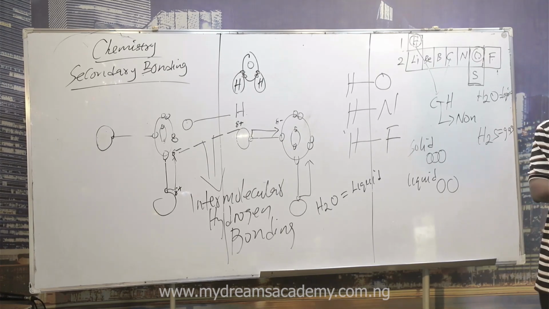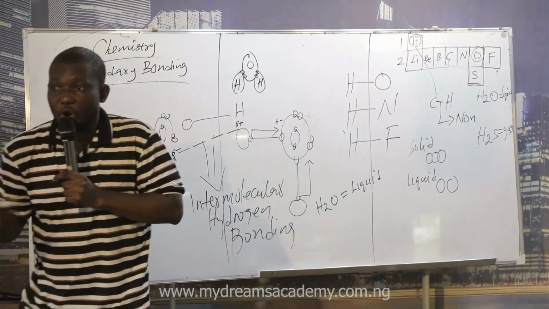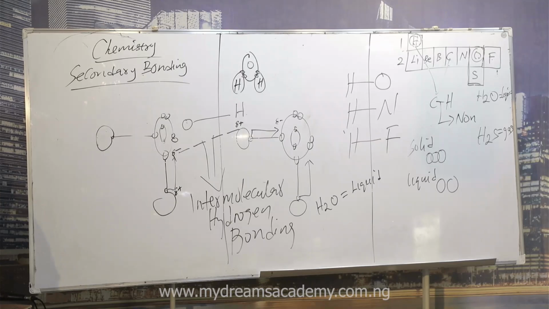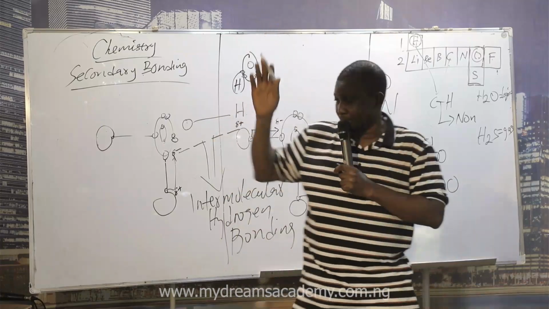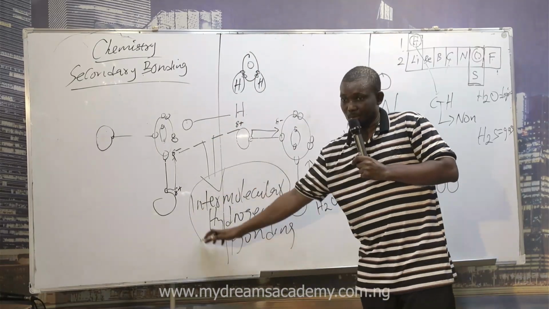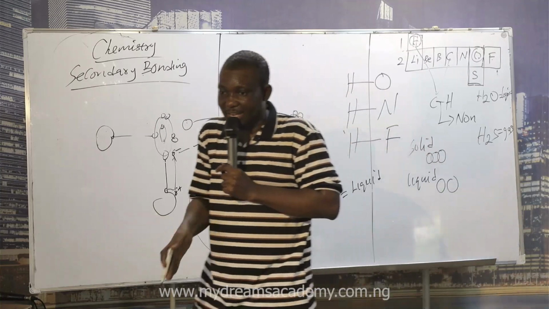What if we are asked to explain the anomaly for two hydrides of the same group existing in different states? Who can explain the anomaly between H2O and H2S, why one is a gas and one is liquid? Look at the answer here. What's the answer? Because of intermolecular hydrogen bonding.